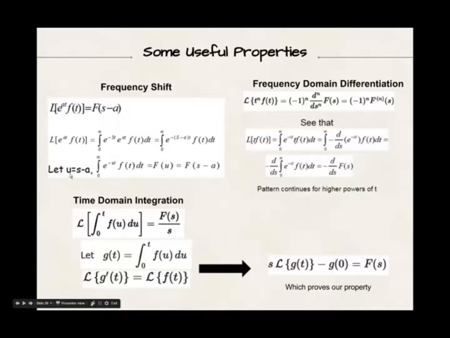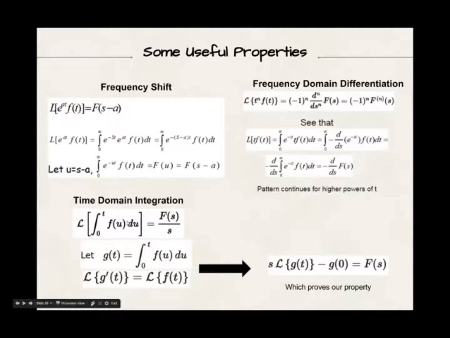We use substitution so that u is equal to s minus a, so it becomes the integration of e to the negative ut f of t dt from 0 to infinity, which is equal to F of u, which is then equal to F of s minus a.